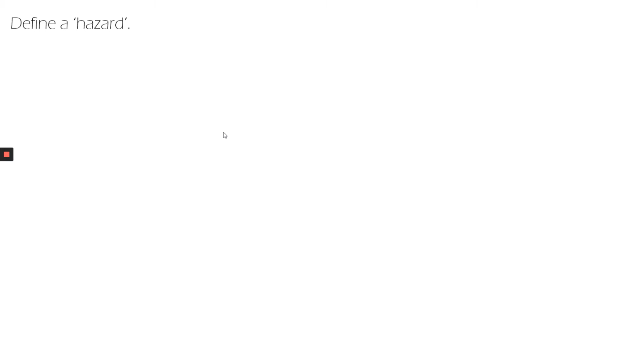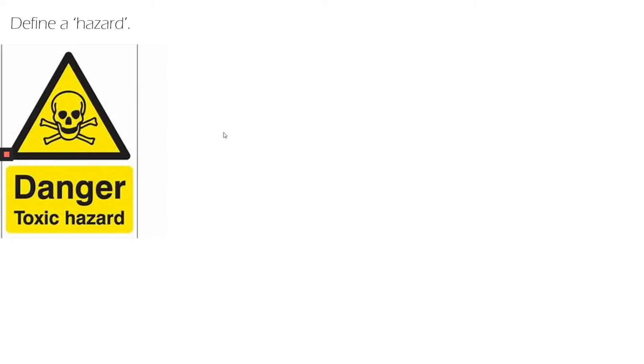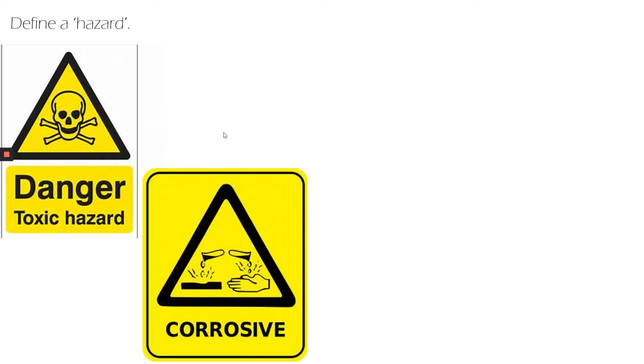So a hazard is anything in a lab which could potentially cause harm. Common hazards within a lab include things like toxic or corrosive chemicals. Any toxic hazard should be labelled with the famous skull and crossbones symbol. Corrosive chemicals are labelled with a tipping test tube and refers to any chemical likely to cause a high degree of corrosion, which is another word for rusting.